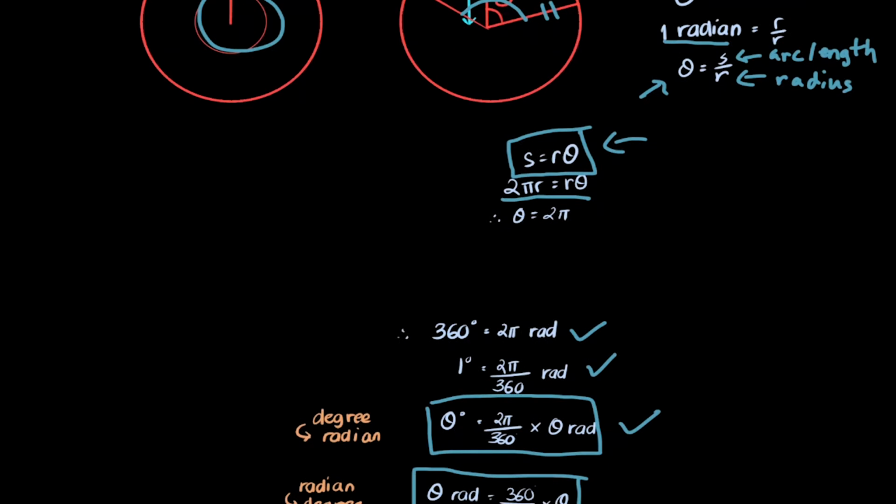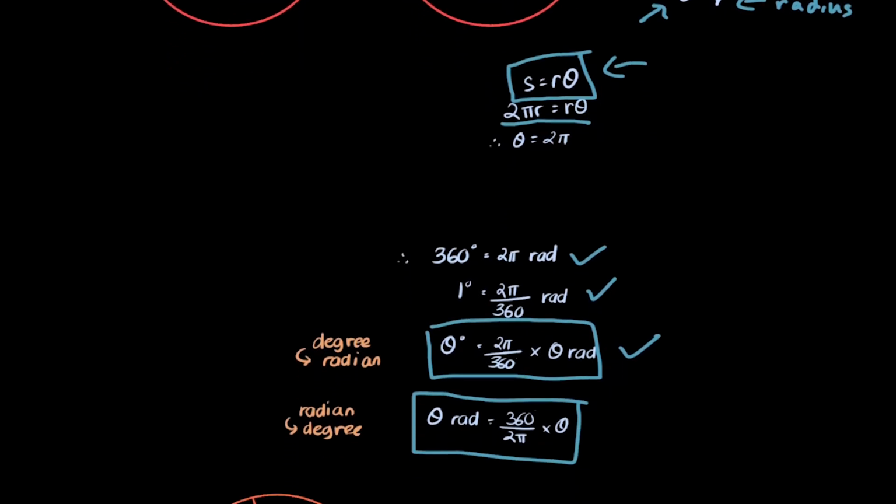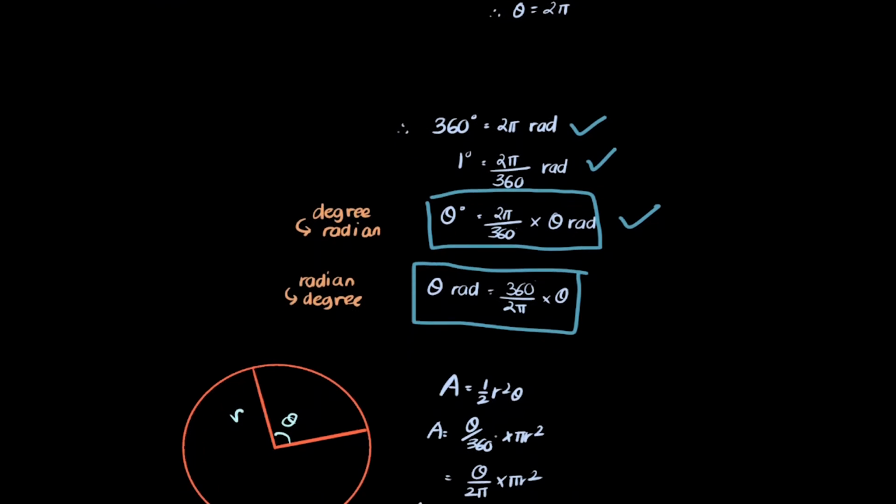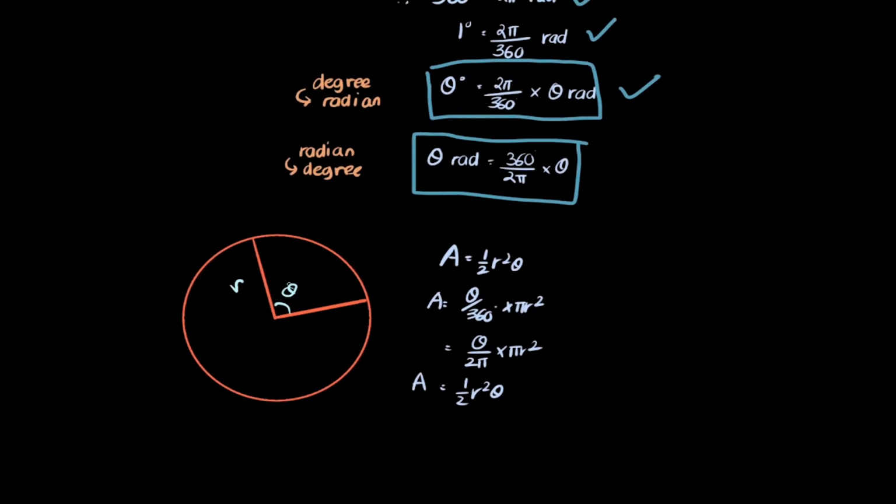Well, what about the area? There's also a formula to calculate the area of the sector if this angle is in radian, by using the formula A equals half r squared theta. So how does this formula originate?